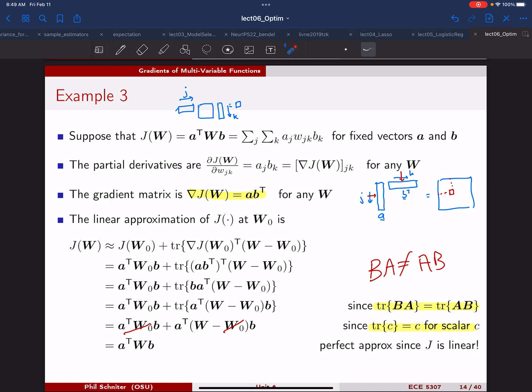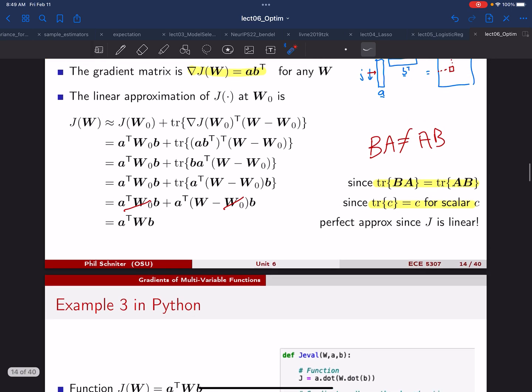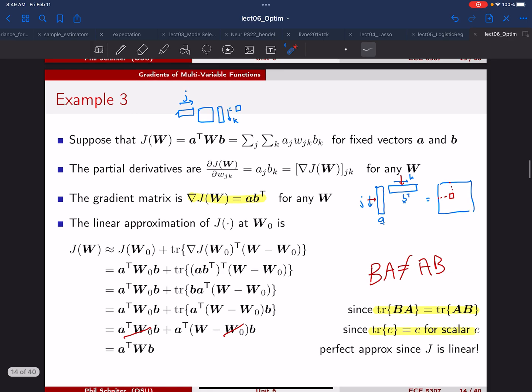But mainly this gave us a way of using some of these things and learning more about the trace. So we'll definitely use this trace trick more as the term goes on. All right, so any questions on this last derivation?